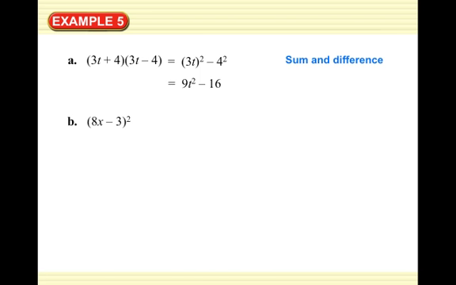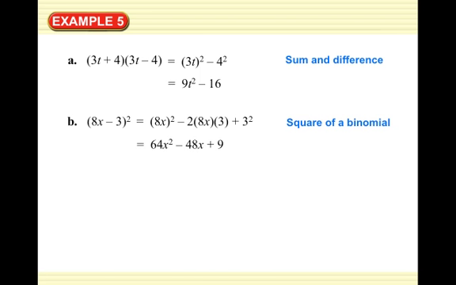Okay, on the next one, we are squaring a binomial. We've got 8x minus 3 squared, so we can use the perfect square trinomial pattern. So it's going to be 8x quantity squared minus 2 times 8x times 3 plus 3 squared. So we simplify, so that gives us 64x squared minus 2 times 8 is 16 times 3 is 48x, and then plus 9.